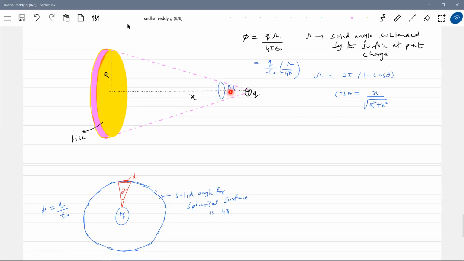Got this? So no, the solid angle subtended by the disk should definitely be less than 4 pi. We'll agree. So you draw a sphere. What is the angle subtended by the sphere at the center? It is 4 pi. What is the angle subtended by this circular disk, which is a part of it? It should be less than 4 pi. It is given by this particular formula.